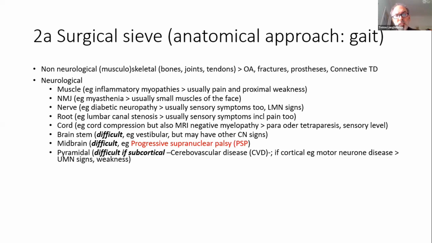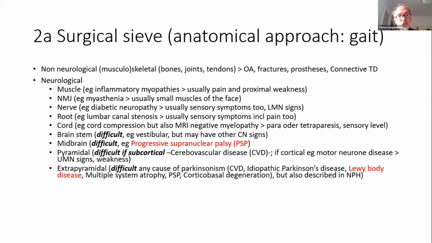If it's a cortical pyramidal problem, then we talk about motor neuron disease. Usually you can pick that up on examination. People have a mixture of upper and lower motor neuron signs, and they basically become weak. Again, extrapyramidal problems, they are difficult to differentiate.